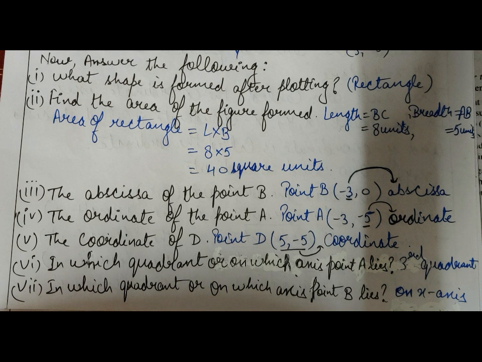In which quadrant or on which axis does point A lie? This is question number 6. We can see that point A lies in the third quadrant. Then the seventh part is, in which quadrant or on which axis does point B lie? You can see according to the figure it lies on the x-axis.